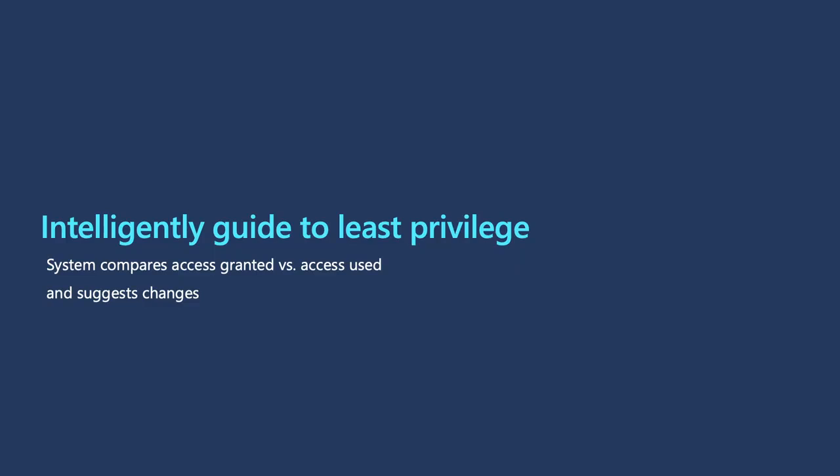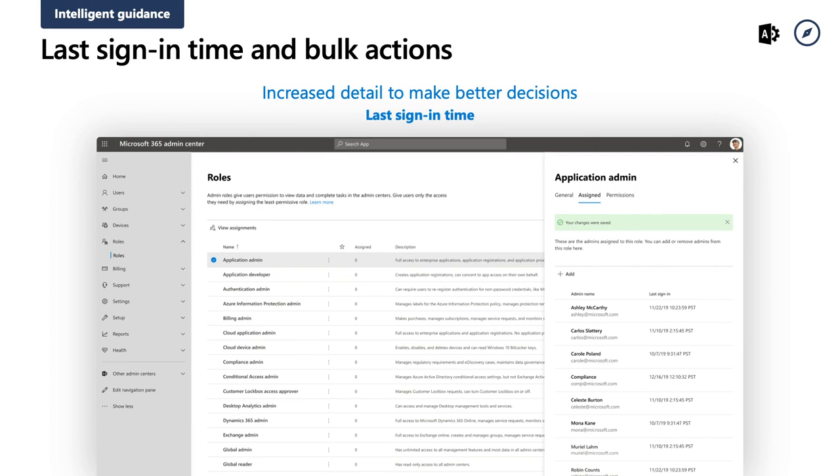Now I'm going to talk about intelligently guiding you to least privilege. This is the thing that we talked about. We're allowing you to make sure that you can make educated decisions on what role to provide, who to remove from a role, being able to audit role access, things like that. So one of the first things I want to show is a thing that we've had. It's a real subtle thing.